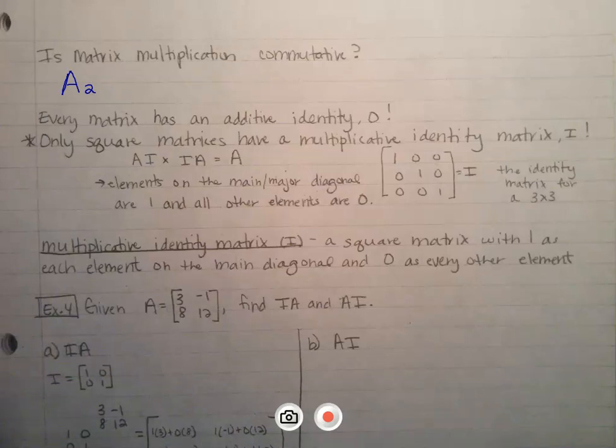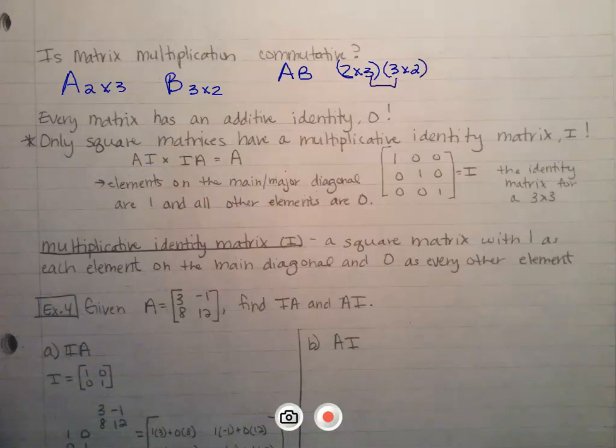If we have matrix A, which is a 2 by 3, and matrix B, which is a 3 by 2, can we multiply A times B? Yes, because it's a 2 by 3 and a 3 by 2, and these middle numbers have to match. Can we multiply B times A, though? Yes, because B is a 3 by 2, and A is a 2 by 3.